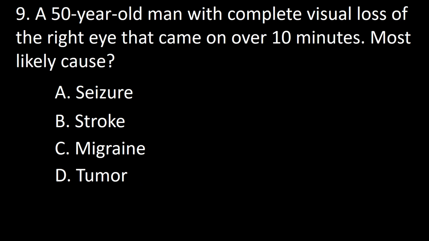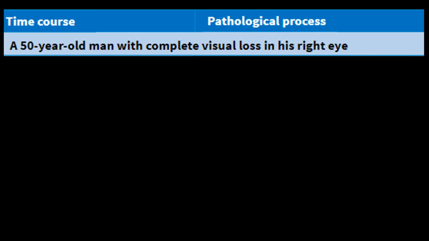Next question. A 50-year-old man with complete visual loss of the right eye that came on over 10 minutes. Most likely cause: A. Seizure, B. Stroke, C. Migraine, D. Tumor. A 50-year-old man presents with complete visual loss in the right eye.